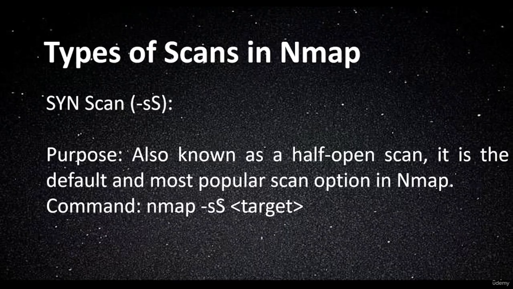Next we have the SYN scan. The SYN scan is also known as the half-open scan, and it is the default and most popular scan option in Nmap. The command that you can use for it is nmap -sS with a capital S, and you can mention the target. The scan sends SYN packets and waits for SYN-ACK responses to identify open ports without completing the TCP handshake. So it is fast, making it ideal for large networks.